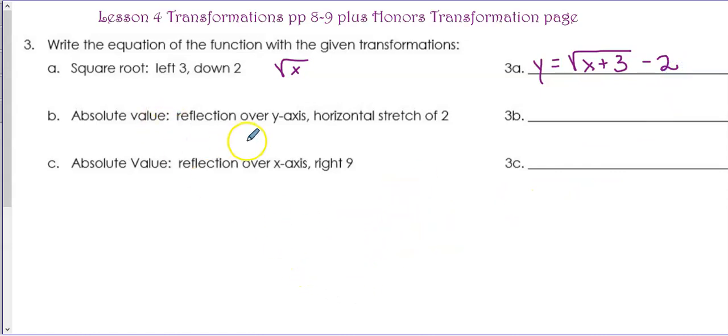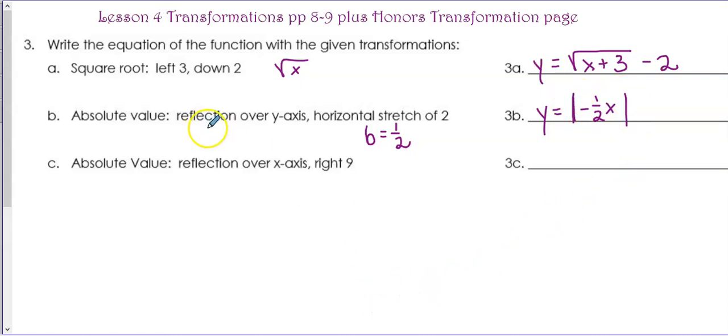Next one's absolute value, reflection over the y-axis. Now this is a horizontal thing, so this is part of the b value. And then the horizontal stretch of 2 means that the b value is going to be 1/2. So I'm just going to make a little note. B is going to equal 1/2. And the negative, this reflection over the y-axis, is going to show up inside the absolute value. So this is going to look like this. Y equals, and then we have an absolute value, and then negative 1/2 x. I think that's it. Yep, that's it.